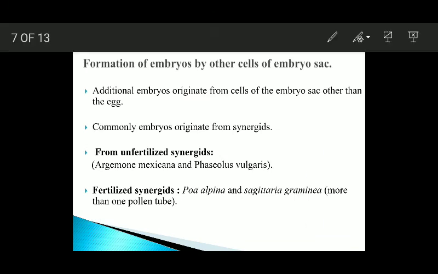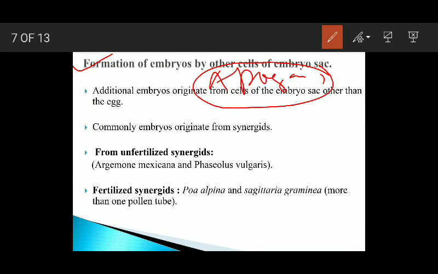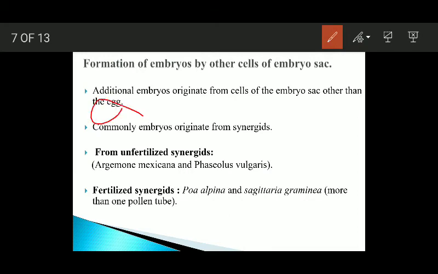Now the second one, formation of embryos by other cells of embryo sac, or you can say apogamy. इस वाली process में क्या होता है? Additional embryos they originate from cells of the embryo sac other than the fertilized egg. If other cells of the embryo sac, including antipodals, synergids, give rise to embryos other than the egg cell, okay, this is known as apogamy.